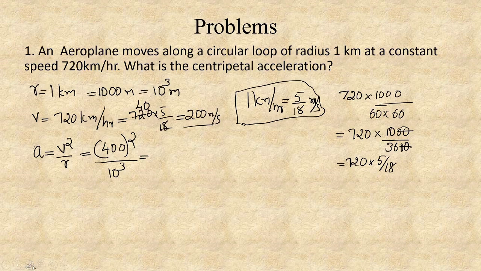Let me see. That is 200. So you should get the answer, that is 40. The unit is meter per second square. So this is the centripetal acceleration. Okay. Now we can move to the second one.